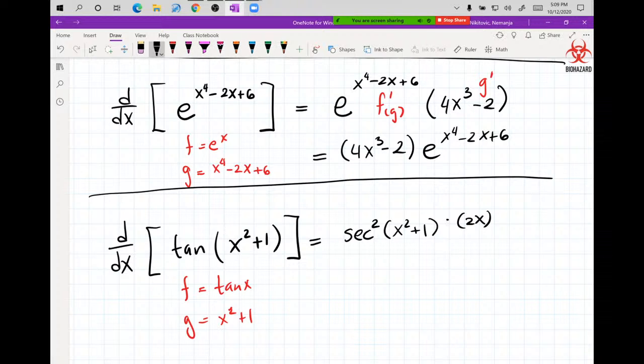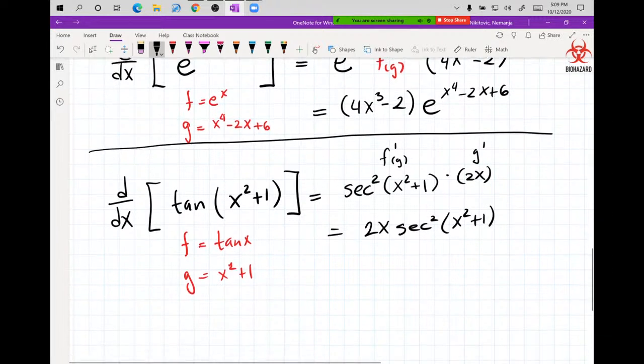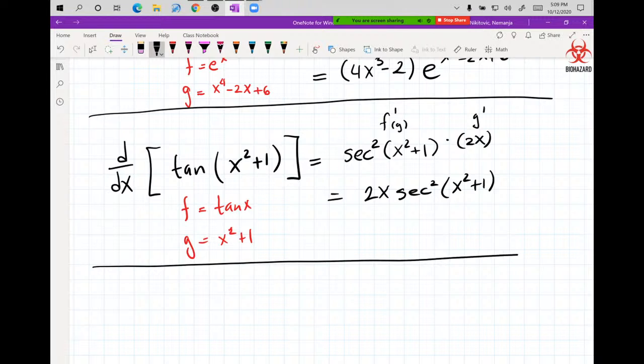So you have your f prime with g plugged in, and then you have your g prime. So altogether, these two happen to be 2x secant squared of x squared plus 1. So that was really good. Now let's see another example. We keep coming up with more and more examples. So let's see something from homework from the book.